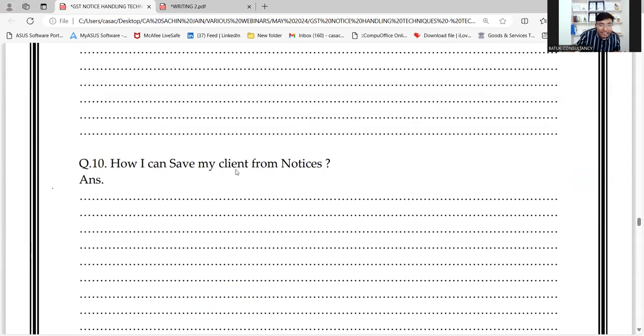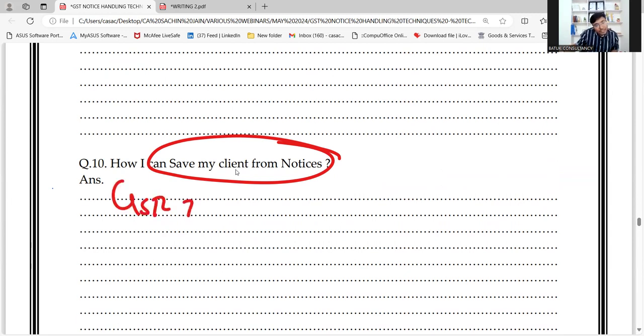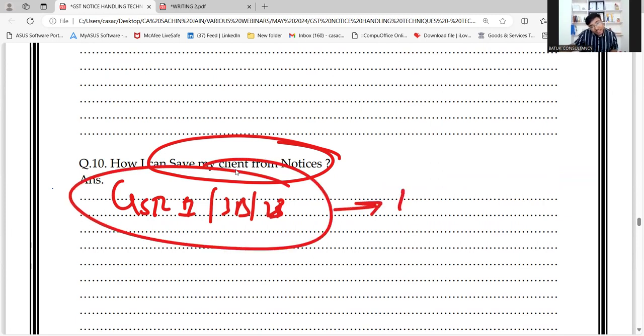Sir, how can I save my clients from notices? The first thing is to prepare the proper reconciliations. If there is no difference between GSTR 1, 3B and 2B, in that case there will be very few chances of a notice, very few, because all the scrutiny is system driven. So you may save your client if you have the proper reconciliations.